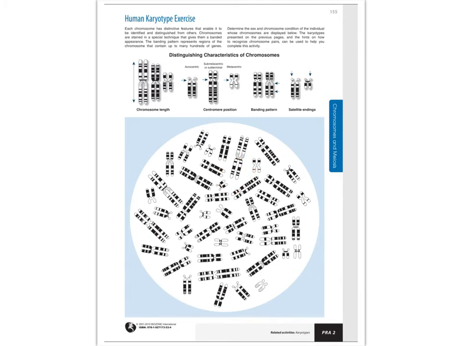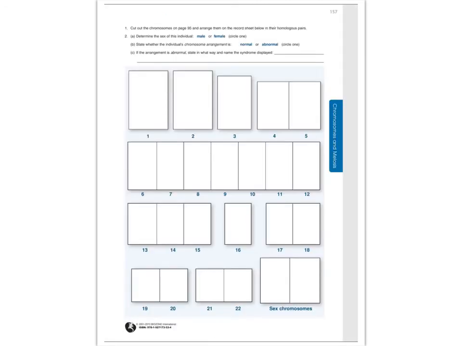So you're going to cut these out, and then you're going to organize them. Here's the blank sheets, the two of them. You're going to put both chromosomes number 1 here, both chromosomes number 2 here, etc., all the way down the line, and then one sex chromosome here and one other sex chromosome here. So you're going to cut them out, you're going to paste or tape them onto these little spaces, and you're going to get that done.